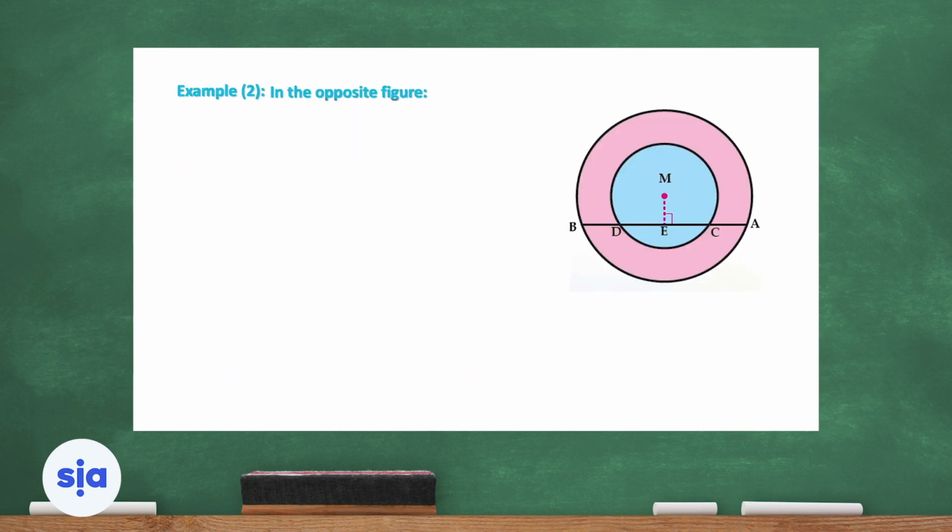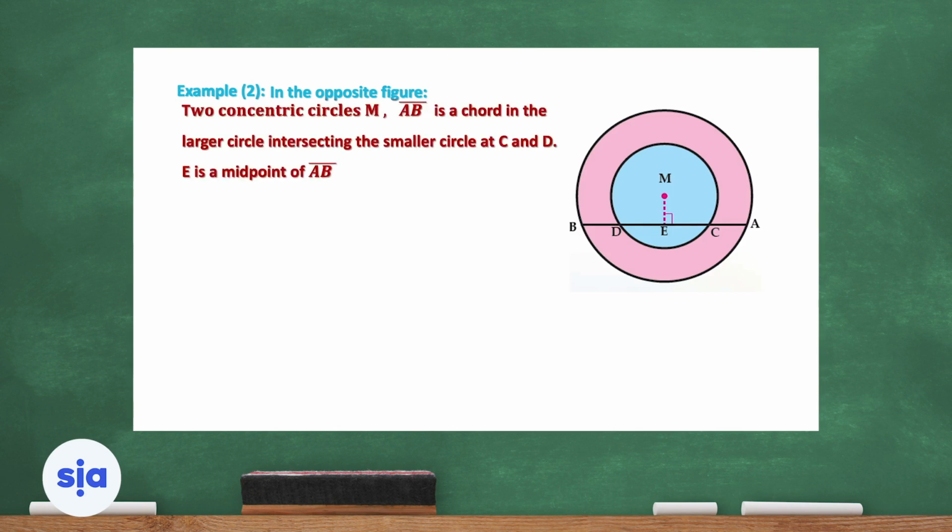Let's move to another example. In this example, it says that in the opposite figure, two concentric circles M. Concentric circles means two circles that have the same center. And here the center is M. As you can see here, AB is a chord in the larger circle intersecting the smaller circle at C and D, where E is the midpoint of AB. The question is asking you to prove that AC is equal to BD.